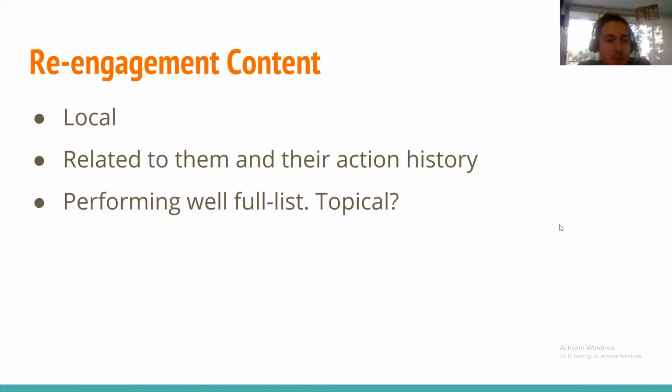And yeah, so we talked about local things that are related to their action history. The final thing would be things that are very topical and performing well on the full list. So if you have an email that's 50% above average for its engagement, then that might be an opportunity to send again to your members on ICE and see if they are engaged more.